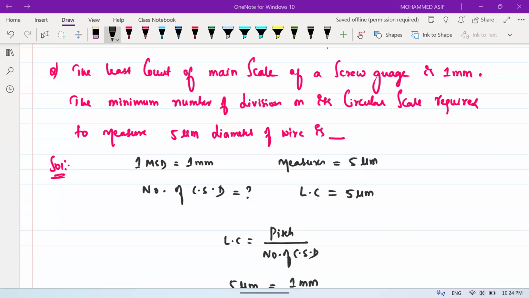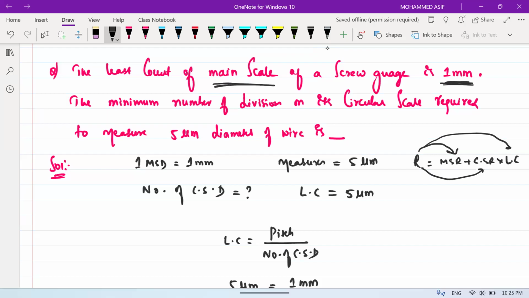Whenever you are writing the readings, reading is always equal to your MSR plus your CSR multiplied by least count. Reading is always given either by the MSR or your circular divisions or by your least count. Now, the problem is very clearly telling that the least count of the main scale of a screw gauge is 1 mm. What do you mean by least count? Pitch divided by number of circular scale divisions. So pitch is nothing but on the main scale, the reading is 1 mm. He is just confusing you by telling the least count here. On the main scale, the pitch is given as 1 mm because the pitch will be in mm.